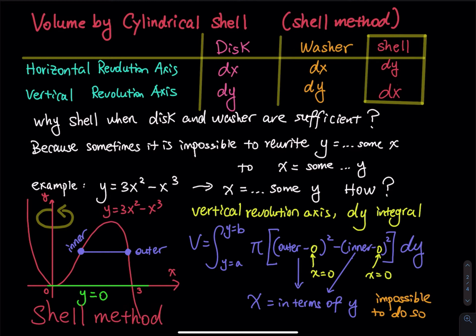But if you look at the last column of the table, the shell method, it looks like the shell method is the opposite of the disc and washer. So for horizontal revolution axis, both the disc and the washer, they use dx, but the shell, we will be using dy. For the vertical revolution axis, the disc and washer, they use dy, the shell use dx. But why do we have to learn shell? I will talk about that next, but before I talk about why using shell, let me give you a brief overview of the disc and washers method.